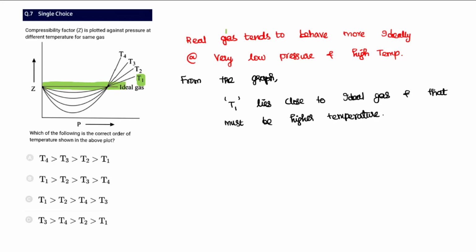We know a real gas tends to behave ideally at very low pressure and high temperature. So at very high temperature, the real gas tends to behave ideally, which means T1, being close to ideal behavior, must be the greatest temperature. Then next comes T2, then T3, then T4. So the option matching this is again option B: T1, T2, T3 and then T4.